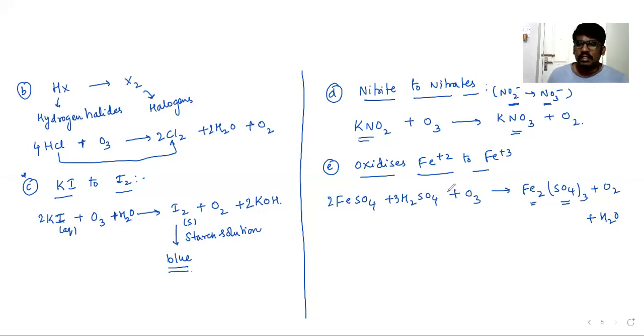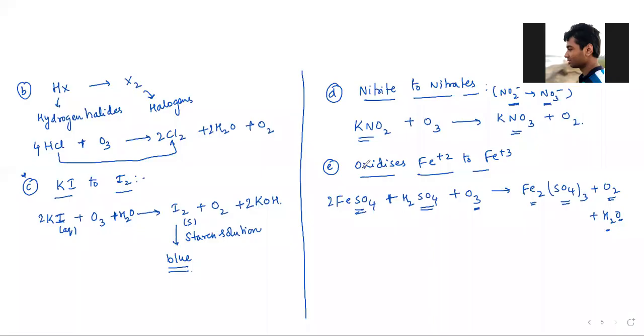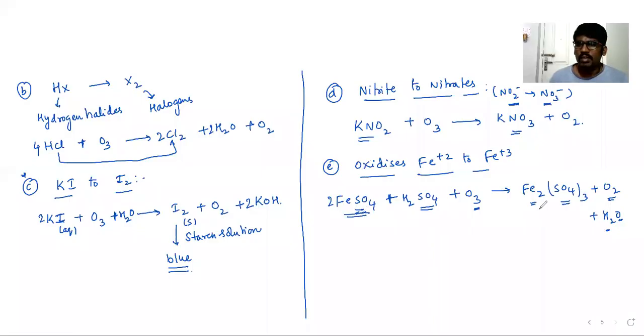Check it. Here 6 hydrogens, here 3. And the 4s are overall okay. Are the atoms balanced or not? Let's check it. So in this case, FeSO4 can be changed to Fe2(SO4)3. That is, ferrous sulfate has been changed to ferric sulfate. It means Fe plus 2 has been oxidized to Fe plus 3.